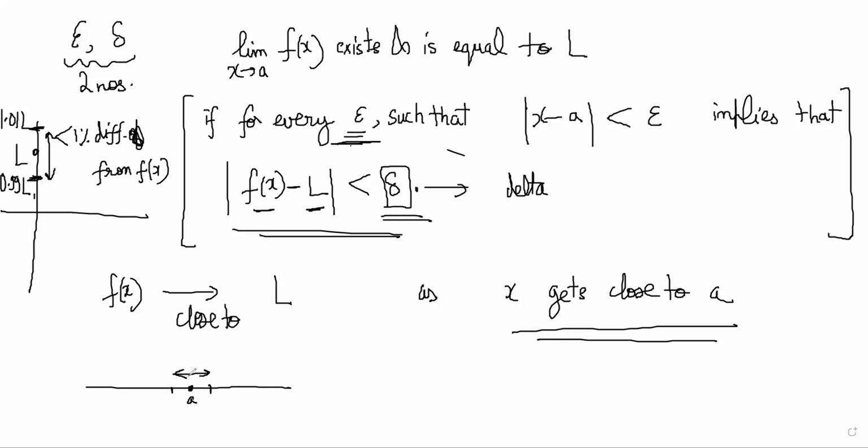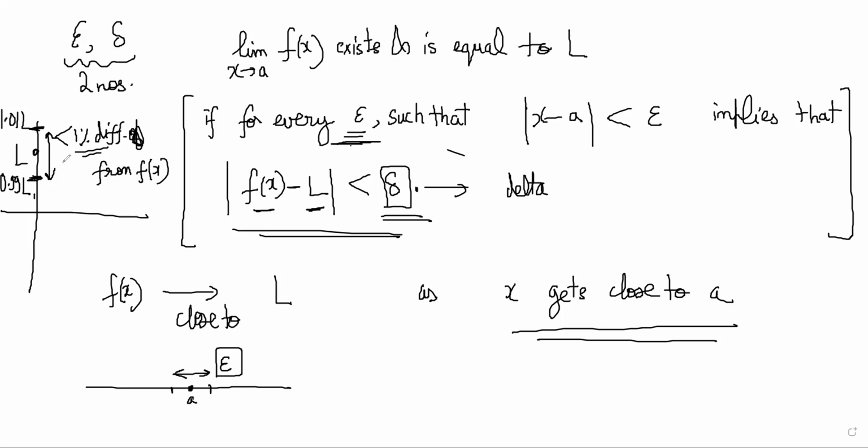Yeah. So if it's 1% different there, there will be some difference in x, which, if you get it close to a by that much amount, will make f(x) close to L by that 1% difference, right? So the whole idea is that no matter how close to L you want to make it, right?